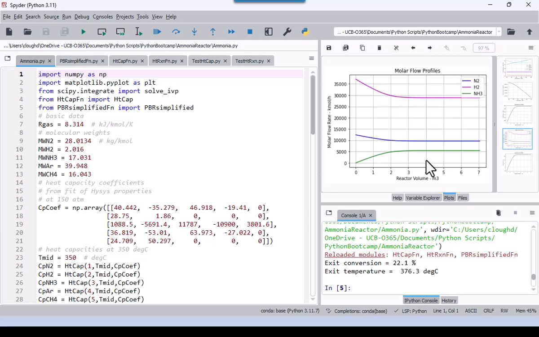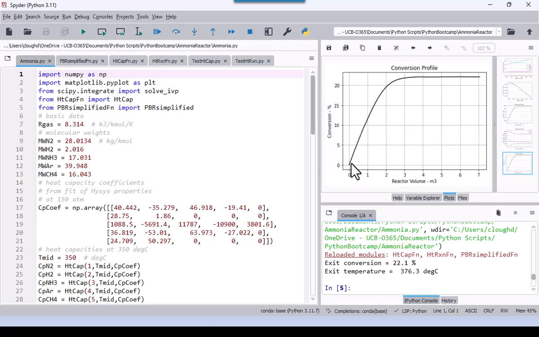And then we can take a look at our conversion profile, and it shows again the conversion rising quickly and flattening off at about 22%, as you can see with our output down here. So that represents the development and running of the model for the simplified model of the ammonia reactor.